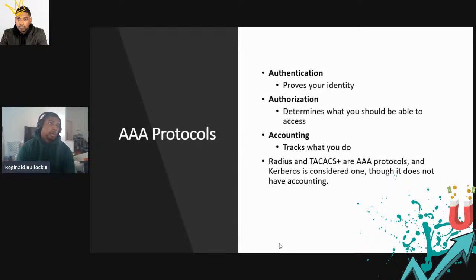AAA protocols: authentication, authorization, and accounting. So authentication proves the identity. Authorization determines what you should be able to access, and then accounting tracks what you do. So accounting is not financial here, but more like logs and things that are utilized where you can track things.